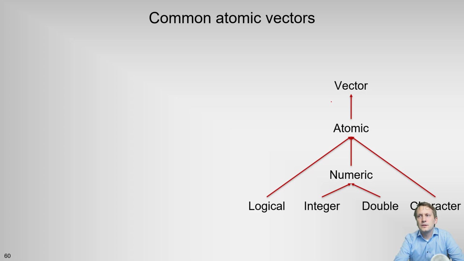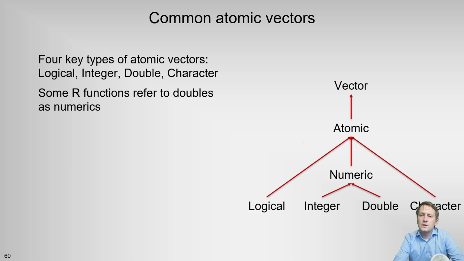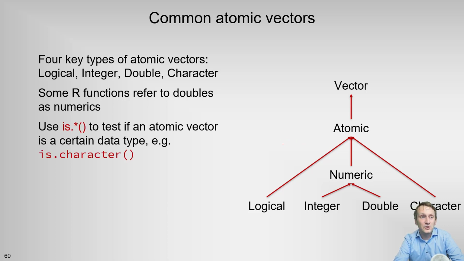So what are the common atomic vector types that we have? They can be logical, integer, double, or character. Integer and double are both numeric types, and character is obviously not numeric, but it's also an atomic vector. Some R functions refer to doubles as numerics, and that's just down to whoever writes the documentation. You can use is.logical, is.integer, is.double, or is.character to determine if a particular atomic vector has that data type.